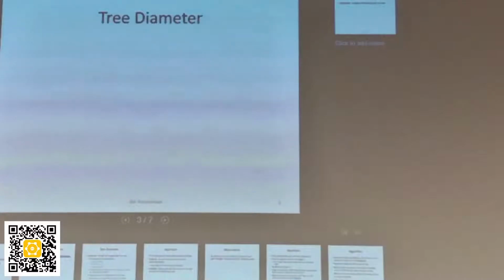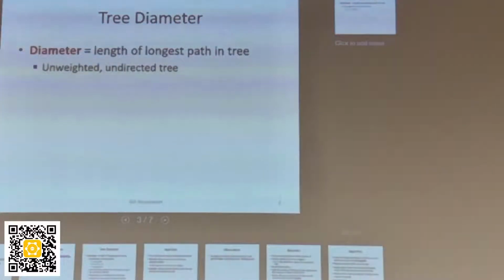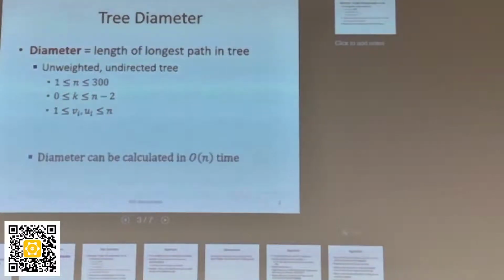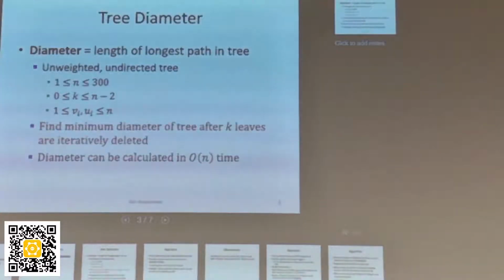So let me set up the problem first. The diameter is the length of the longest path in the tree, right? In this case, the problem has been made a little simpler. It's unweighted, not weighted, and it's undirected, that helps. You're told how big n and k can be. And we know that the diameter can be calculated in linear time. And we're asked to find the minimum diameter.